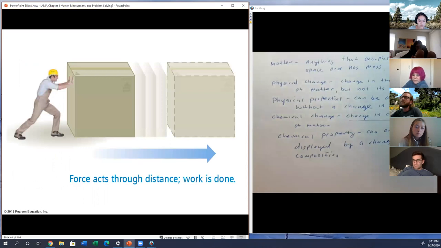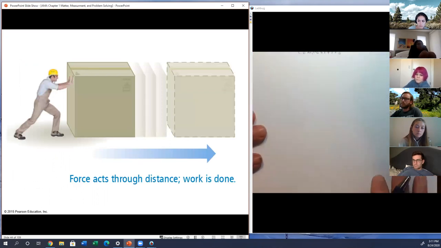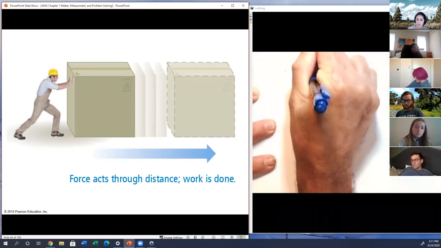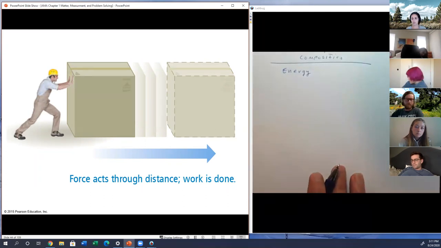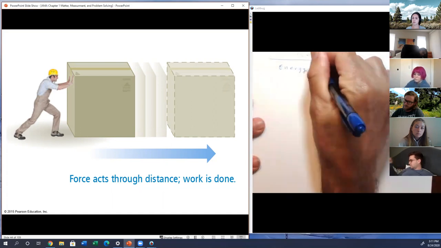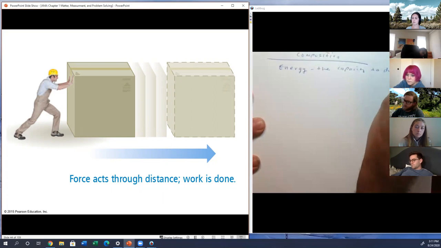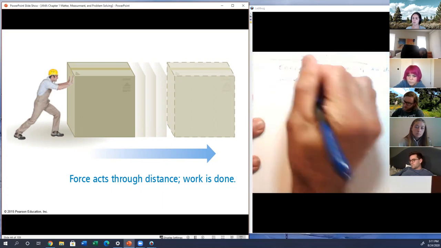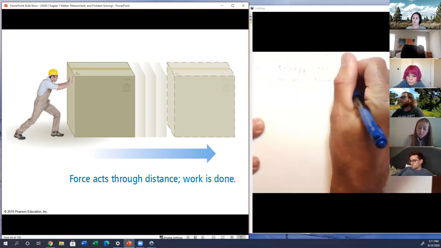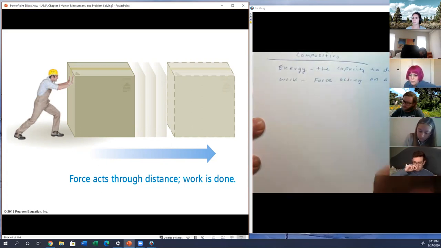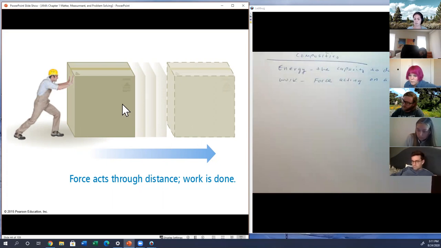Let's start with a few definitions. So first of all, what is energy? Energy is the capacity to do work. Well, what's work? Work is the result of a force acting on a distance. So when you push a box across the floor, for example, you have a force, the push, acting on a distance. So you've exerted some energy, right?